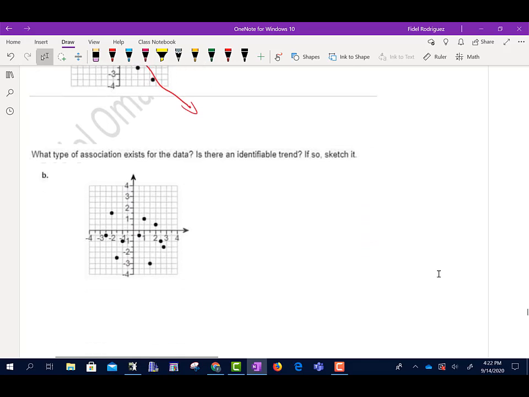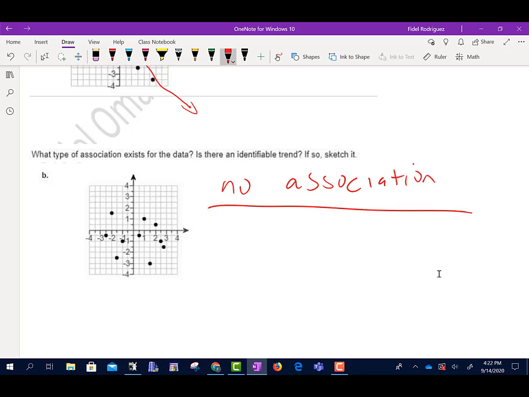Now, if I look at this one here, this is sort of all over the place, right? So I would say there is no association for this one, okay?